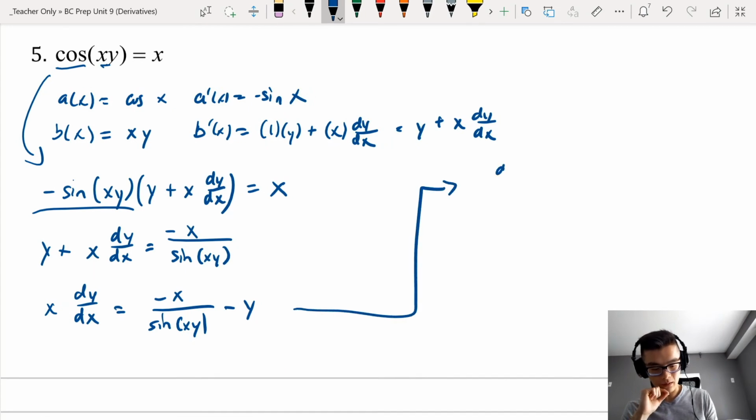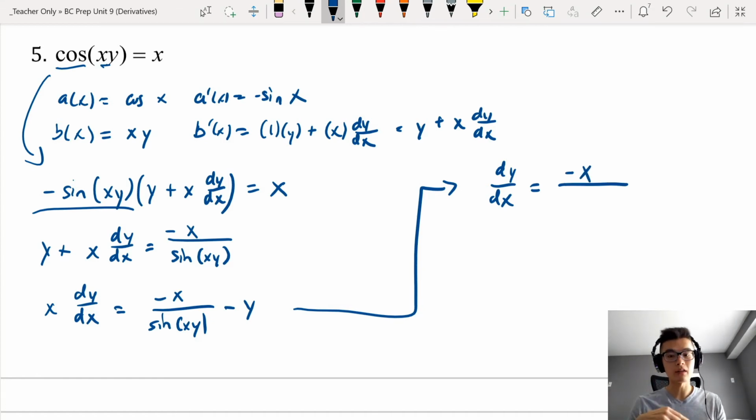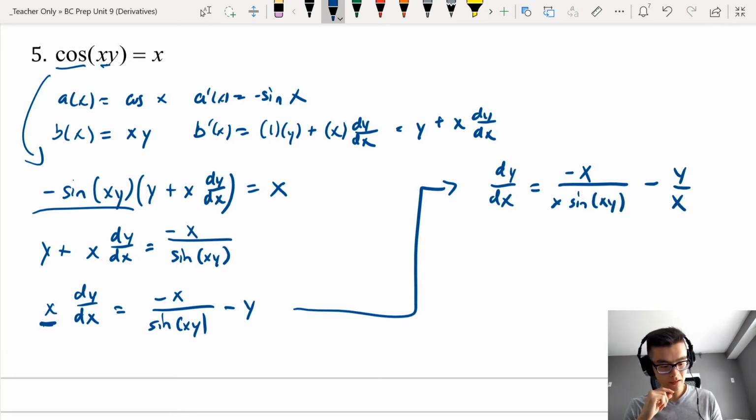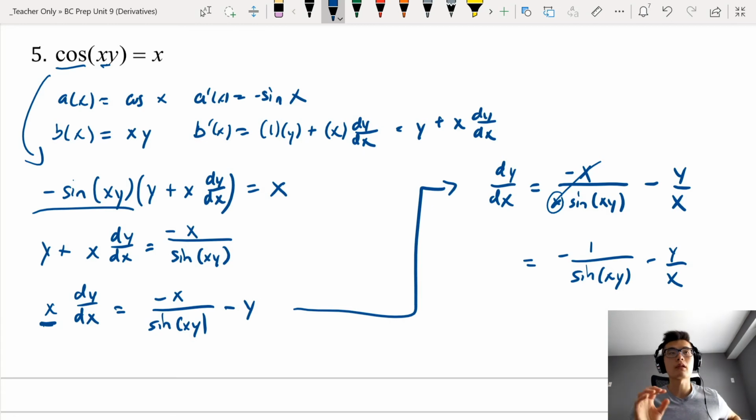If we divide by x, we get dy dx equals negative x over, recall when you're dividing x to both sides, like this, x to both sides, it's basically doing this. And then that's going to change to that. So we can just stick the x down here, which you'll notice will cancel out with that. So we're left with negative 1 over sine of xy minus y over x. Again, answers don't need to look like the cleanest things ever. This is a disgusting looking answer.